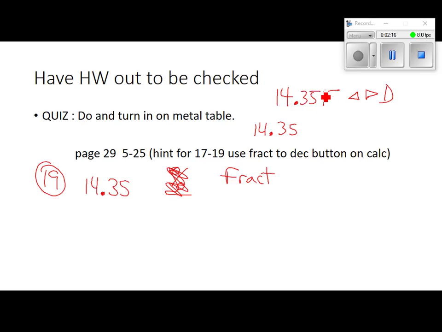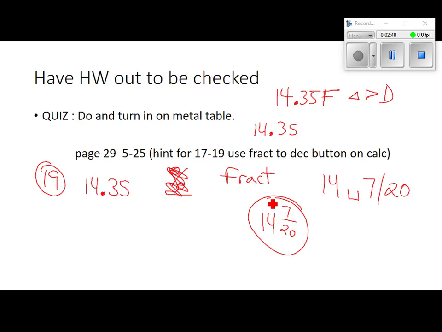That's telling the calculator that if it's a fraction, we want to change it to a decimal, and if it's a decimal, we want to change it to a fraction. So it sees that it's a decimal, knows I want a fraction, and pops up something that looks like this. Does anybody know what that means? 14 and 7/20.